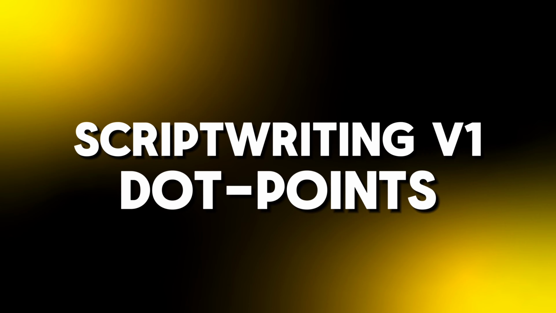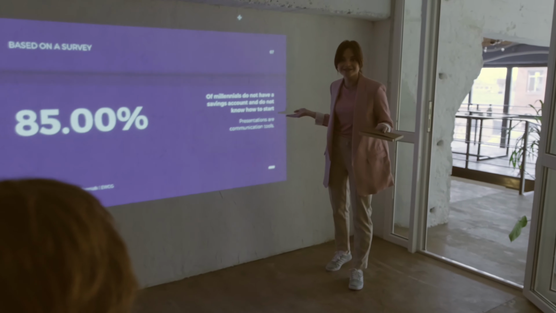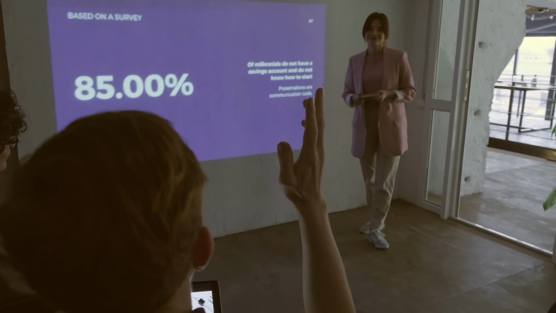The easiest way to write a script is to use dot points. Whenever you write in dot point form, you don't have to write whatever you're going to say word for word. It's like a school presentation where you go with the flow and use the main points to speak. This method makes you sound more natural and authentic, especially when you're talking straight to the camera.